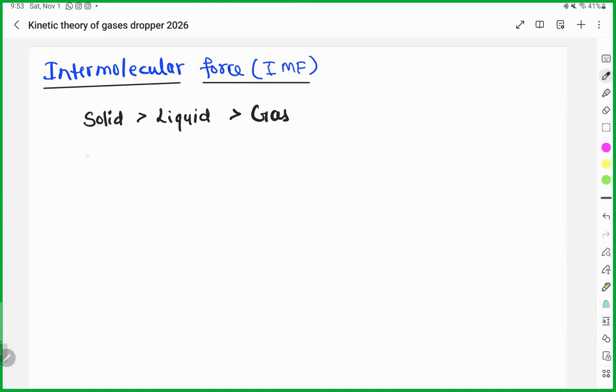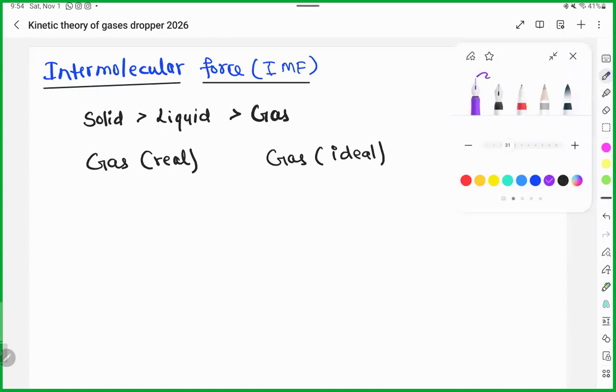But if you compare, Arpit, real gas and ideal gas, which will have more intermolecular force? This is a tricky question. Real gas. Are you sure? 100%? Should I lock the answer?